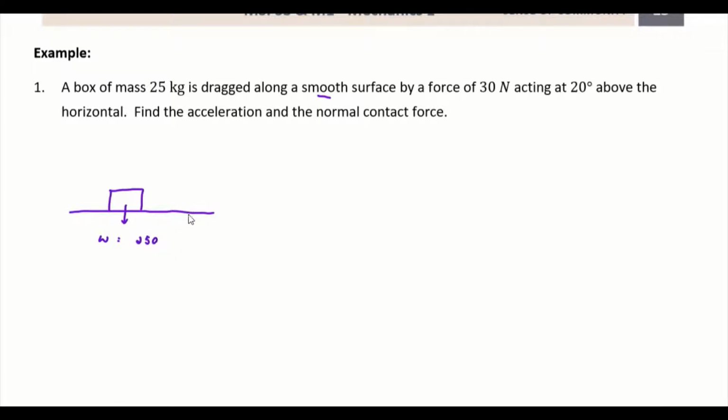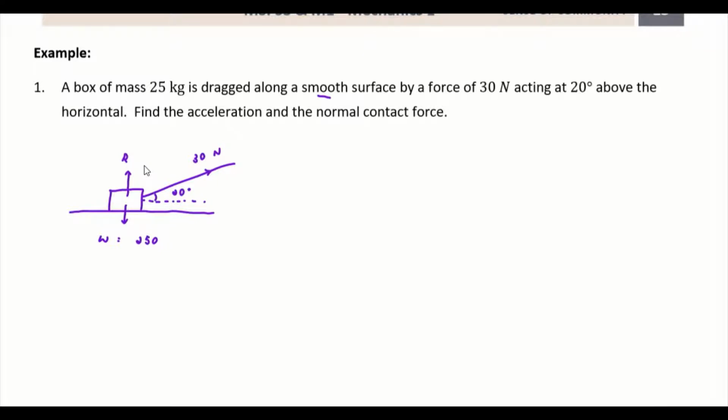It is dragged along the smooth surface by a force of 30 N acting at 20 degrees above the horizontal. So if this is our horizontal, then the force is like this, 30 N at 20 degrees above the horizontal. The question is to find the acceleration and the normal contact force. The normal contact force will be perpendicular to the surface, so it's here. This is the normal contact force.